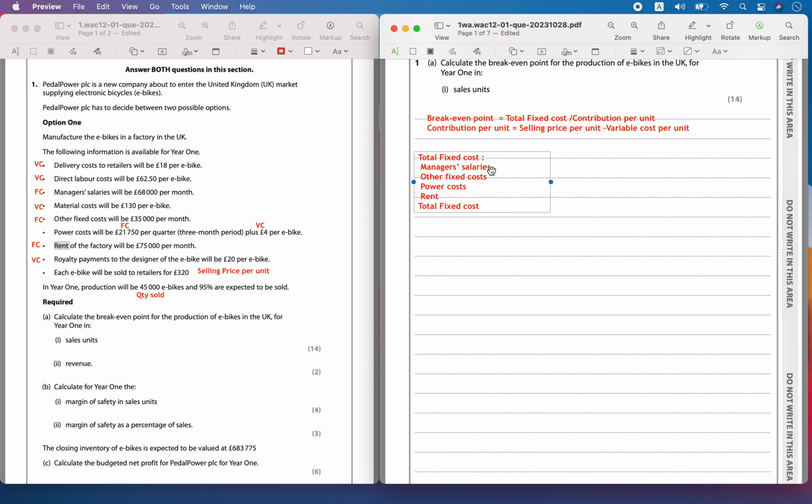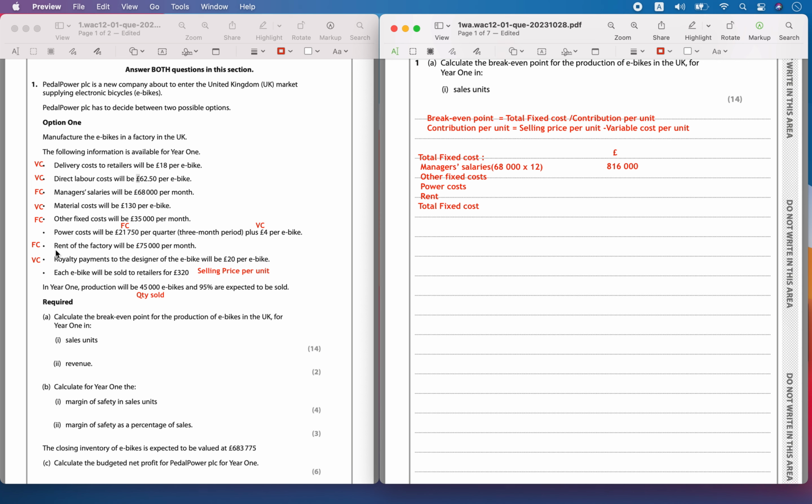Now let's write here the manager's salaries. The manager's salaries we are seeing is 68,000 per month. So for an entire year it will be 68,000 times 12. So that's going to be equal to 816,000.